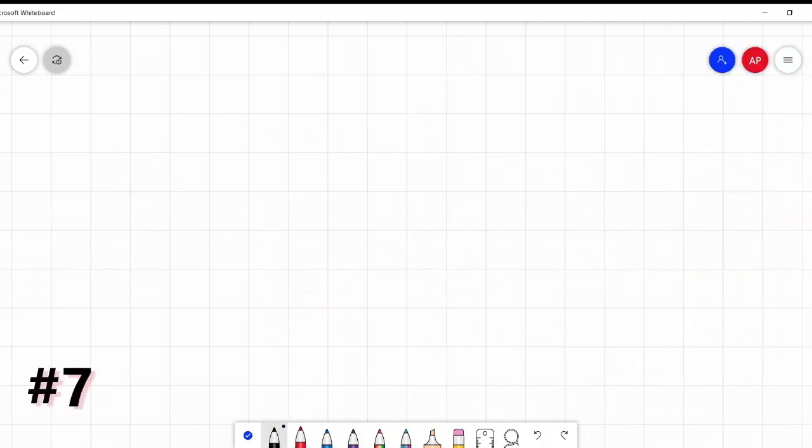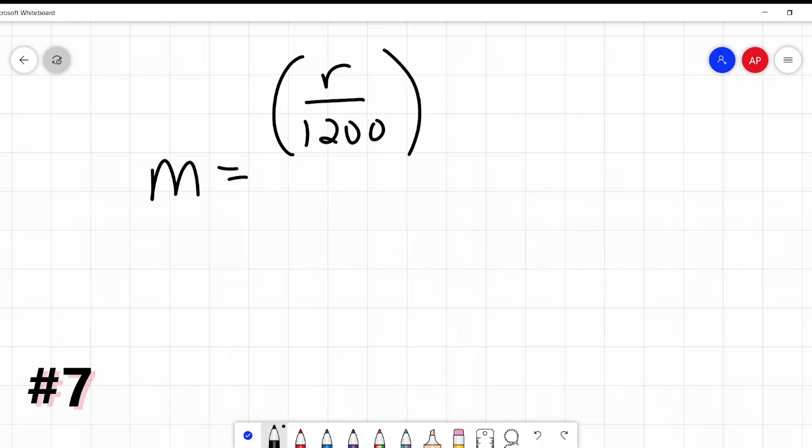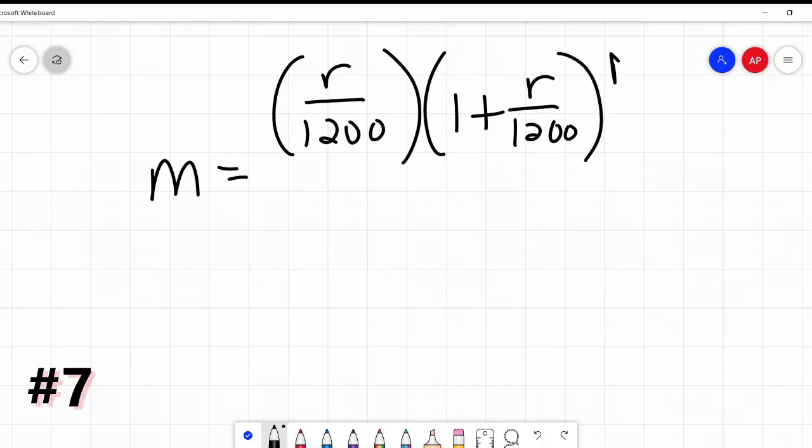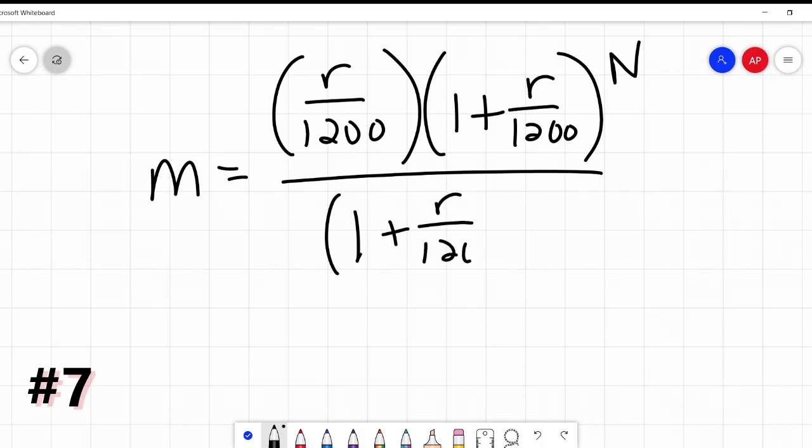Question number 7. Now this one, you look at it, it looks like a doozy. And you go, how on earth am I going to do this at a glance? And it's going to take me a second just to write it all down. So look at all this. This is craziness, right? And you're like, without a calculator, what on earth am I supposed to do with this?